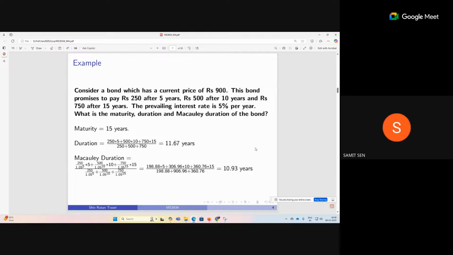But sir, in practice, what is the significance of this duration? Why should I calculate it, and where can I use it to take decisions? In duration, we are also accounting for the amount which I am receiving at a particular time.